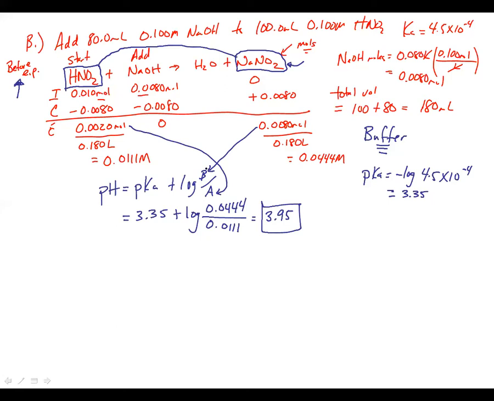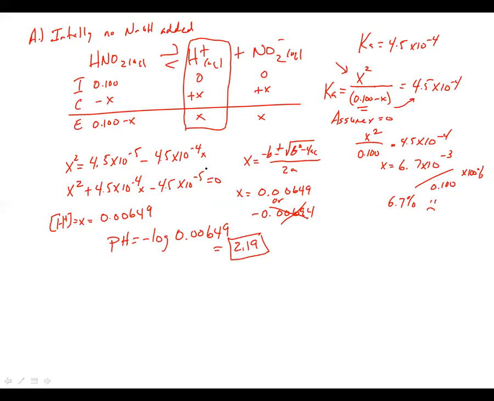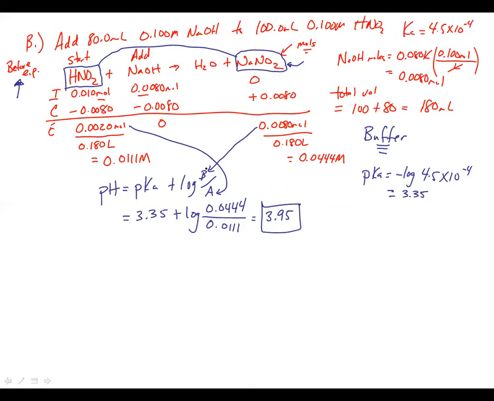It should also make sense as well. Our first spot before we started the titration was 2.19. We have now gone up to 3.95, which we would expect, as the pH should start to rise as we are adding base to it.